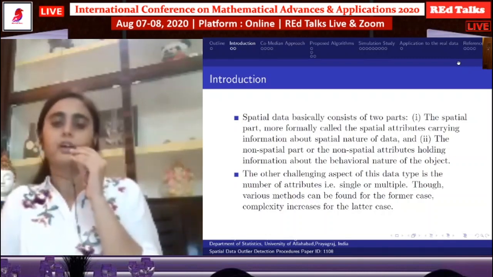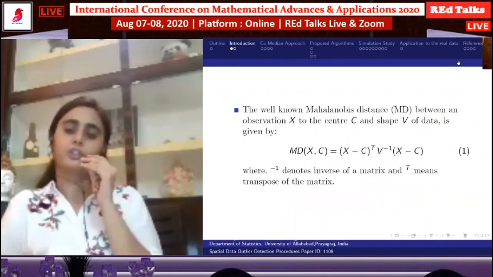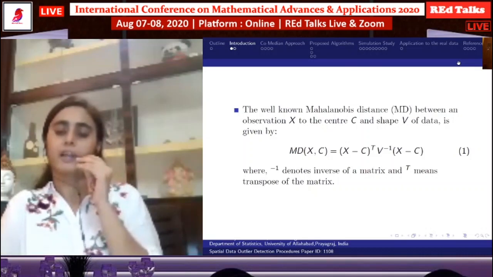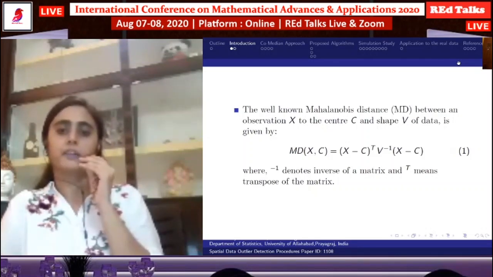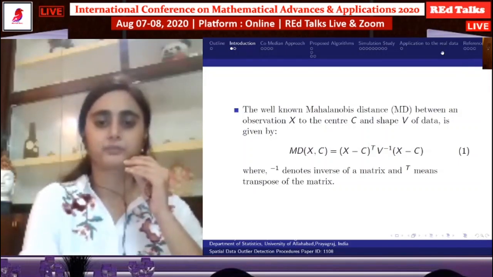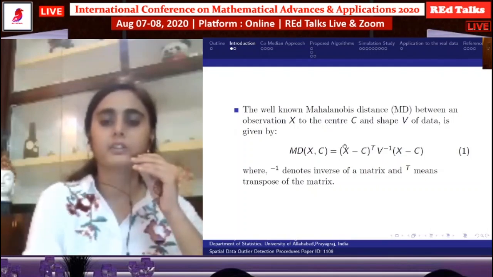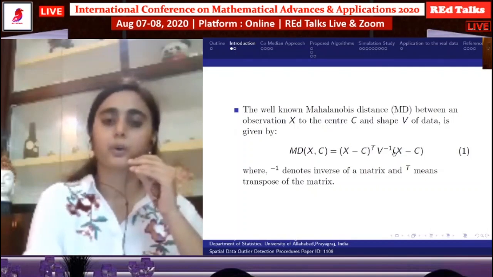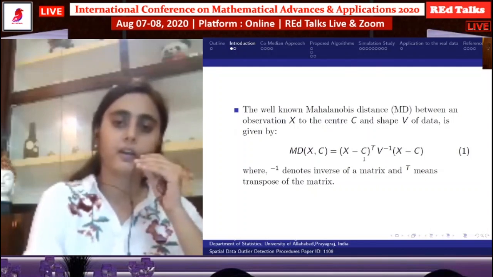Now, when we are in a multivariate structure, we ought to have association between the objects. It might be similarity measures or dissimilarity measures, but for all of this, a metric is needed. So here, a metric is defined as in equation 1, which is the Mahalanobis distance, where x is the observation, c is the center, and V is the shape of the data. Conventionally, C and V are replaced by the mean vector and the variance-covariance matrix respectively.